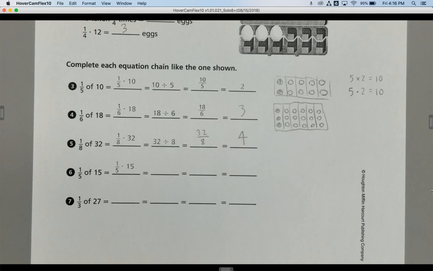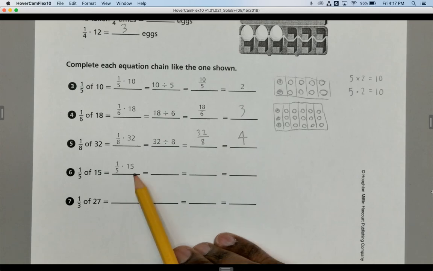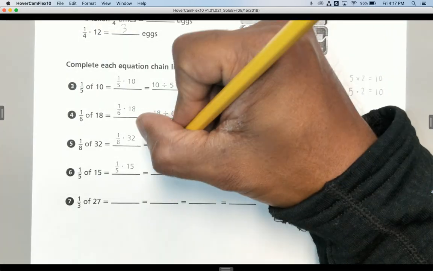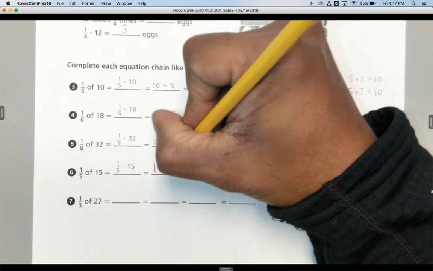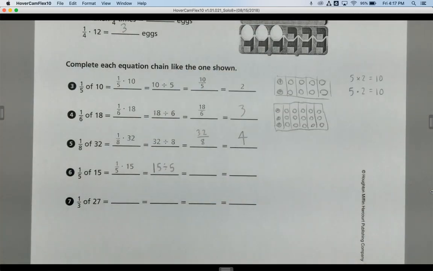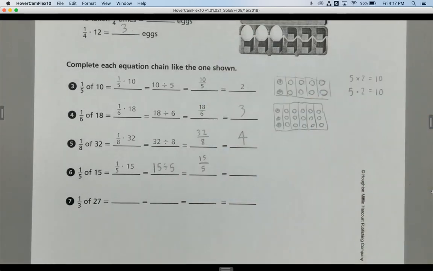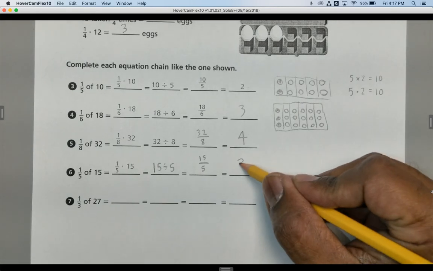Number 6, 1/5 of 15. Could be shown as a multiplication expression, 1/5 multiplied or times 15. Could be shown as a division expression, 15 split 5 ways or divided by 5. Could be shown as a fraction, 15 over 5. It could be shown for what it is, whole number 3.